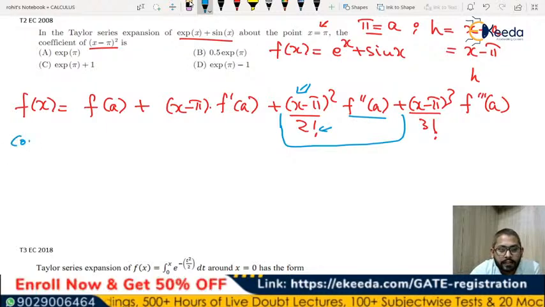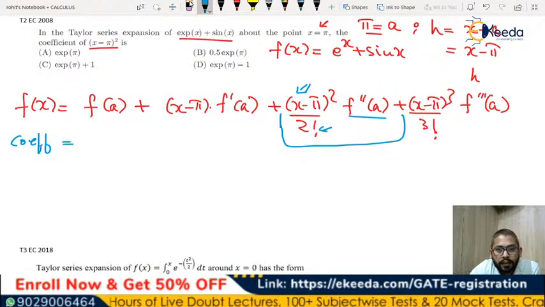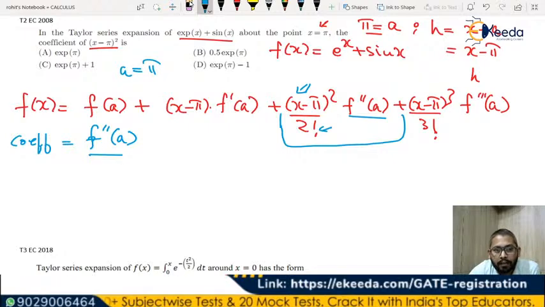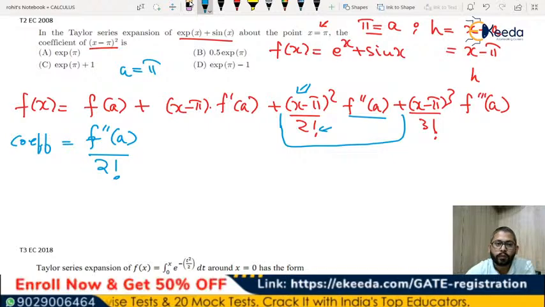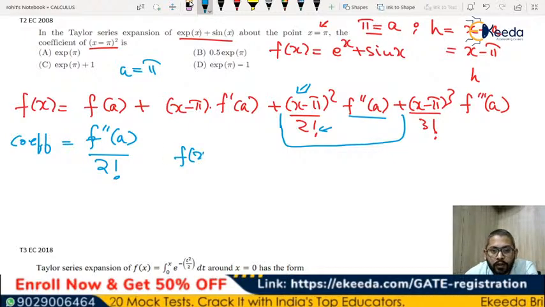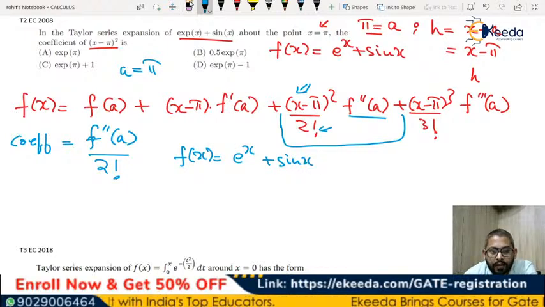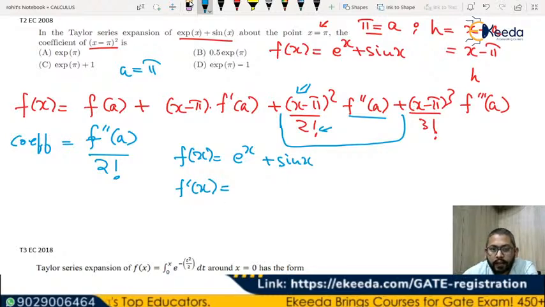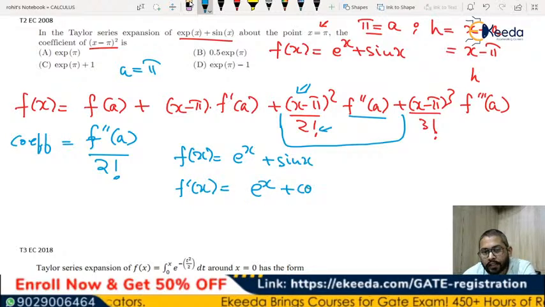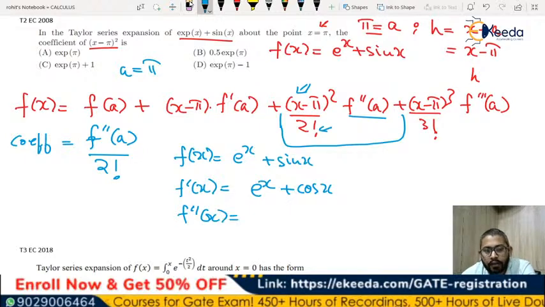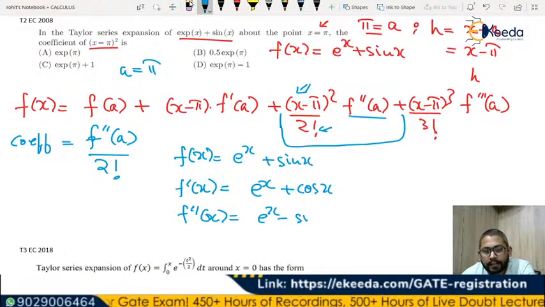So the coefficient is f double dash at a divided by 2 factorial. So we have this f of x is equal to e to the power x plus sine x. So the first derivative is e to the power x plus cos x, and the second derivative, B is the right answer, Kirti correctly said, is e to the power x minus sine x.